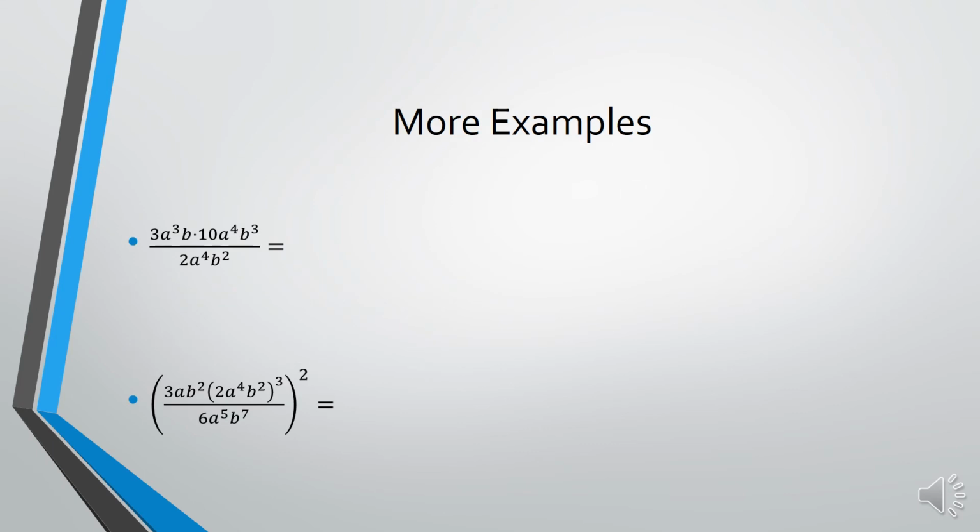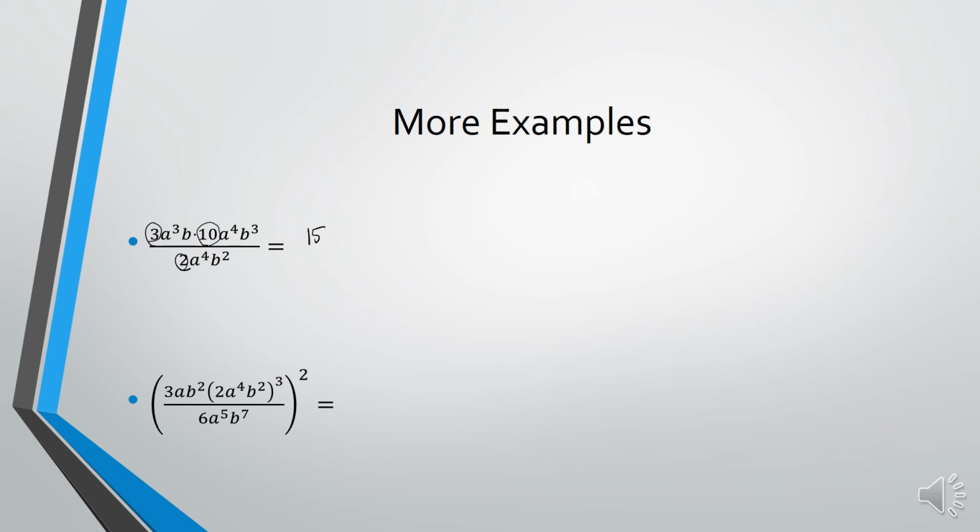Now let's do a couple more harder ones. So for this first one, we're going to kind of go through variable by variable. So let's start with just coefficients. So I have a 3 here, a 10 here, and a 2 on the bottom. So that gives me 30 on the top and 2 on the bottom. 30 divided by 2 is 15. So that's my first piece.